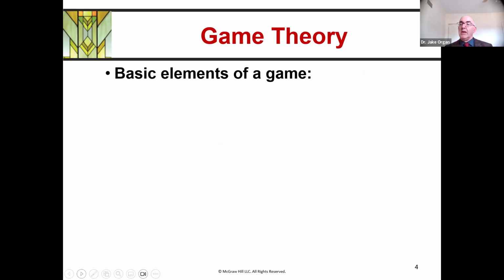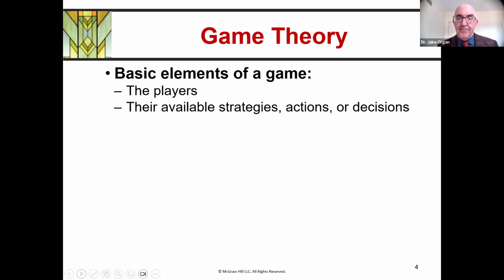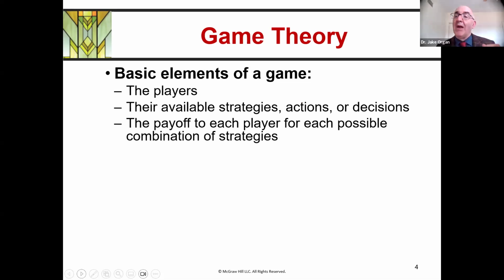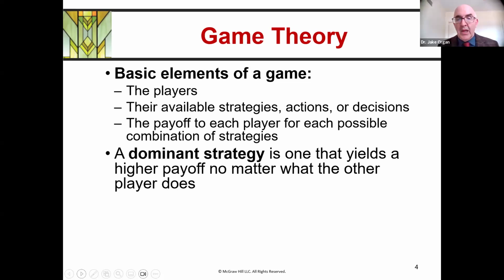We create this elaborate way of modeling these types of decisions through game theory. We've got three basic elements of a game. First, the players: who are the players? In oligopoly, it'll be the two or three major companies. Second, what are their potential strategies, actions, or decisions? And third, what is the payoff? If they do it this way, what could they gain? If they do it that way, what could they lose?